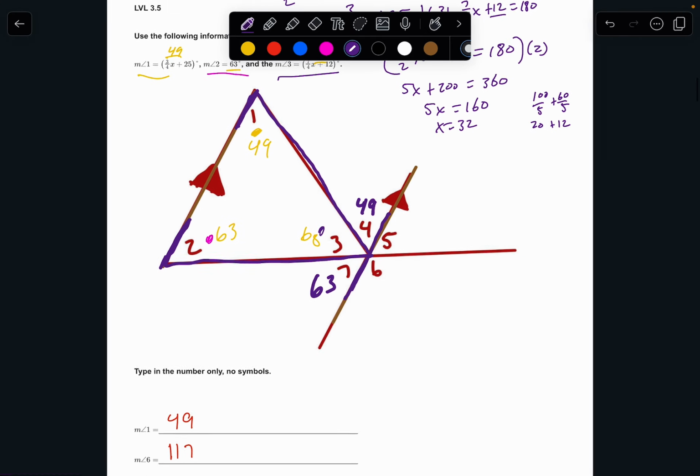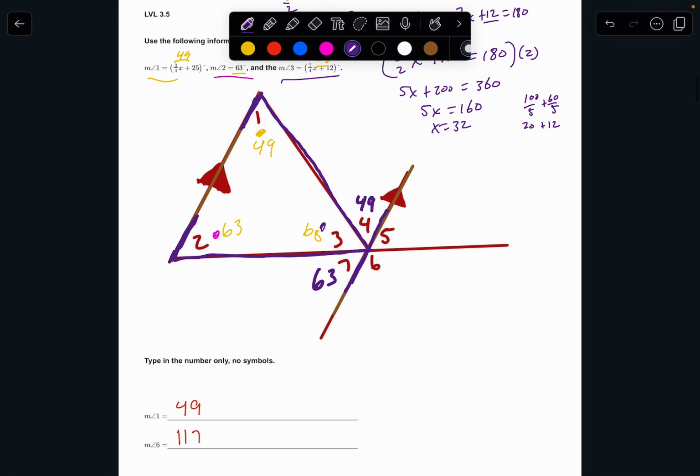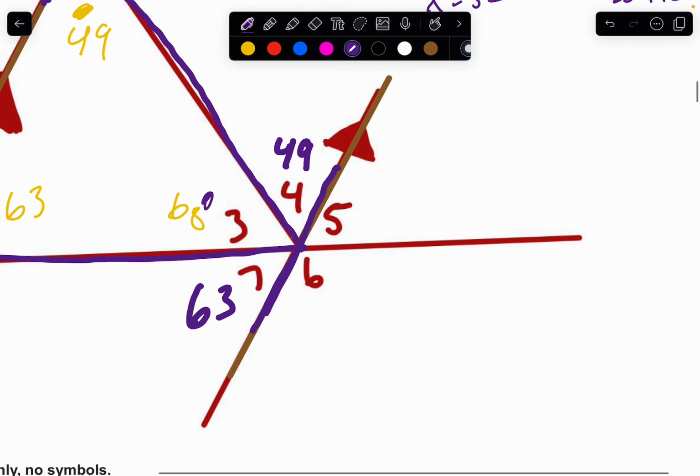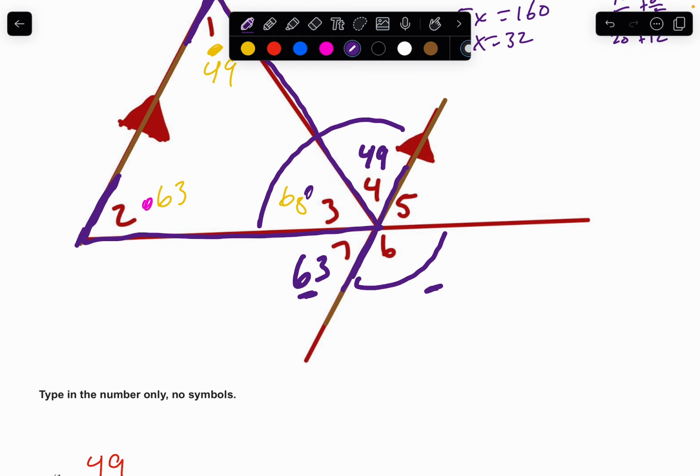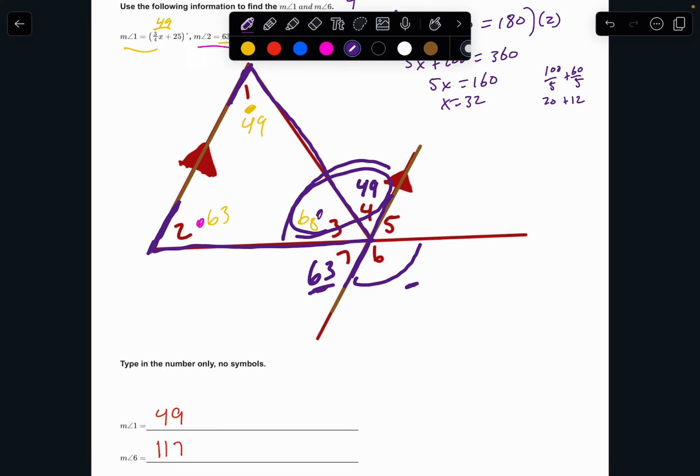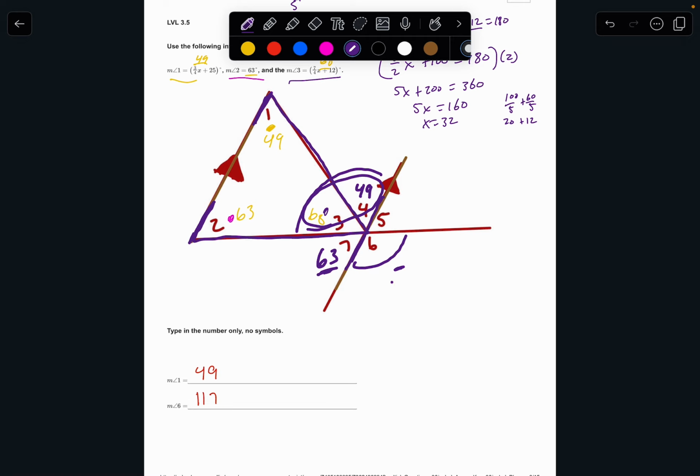So we know angle 1 is 49. We had that earlier. Angle 6, well, angle 6 is going to be angle 3 plus 4, like those are vertical angles, or 63 and angle 6, those make a linear pair. Either way, whether you add those 2 together or you do 180 minus, doesn't matter. You're going to get 117 for angle 6.